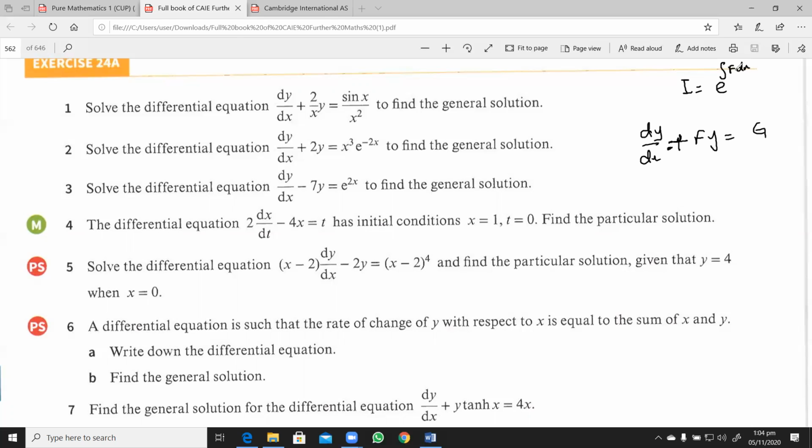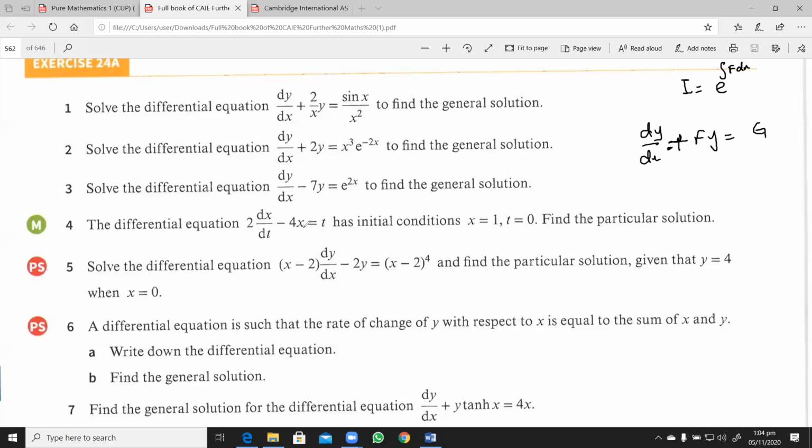So you see this f is going to be used over here, so you have to know what your f is. What is your f in this first question? 2 over x. What is your f here? That is 2. What is your f here in this third question? Minus 7.